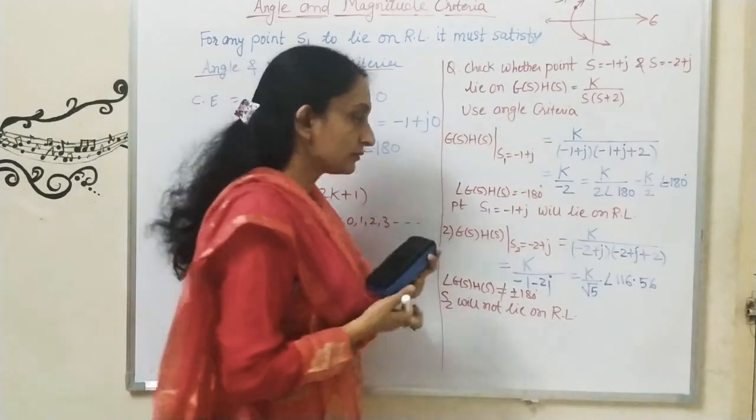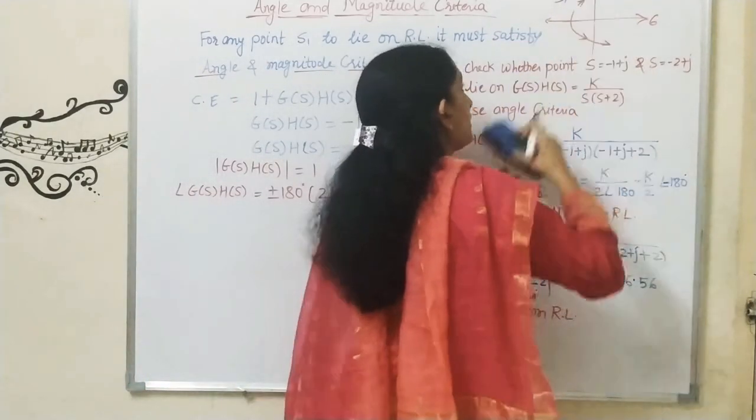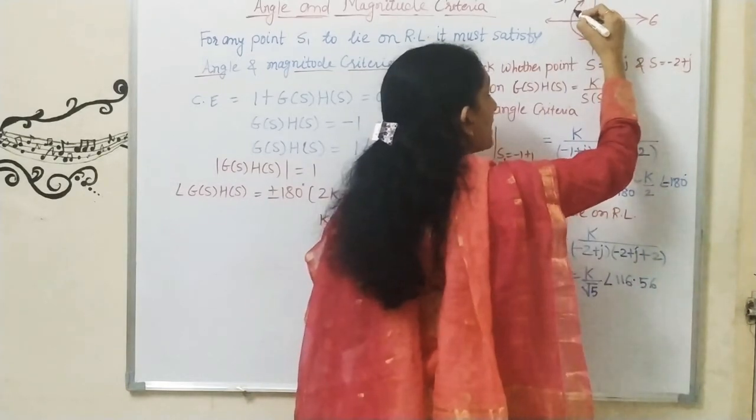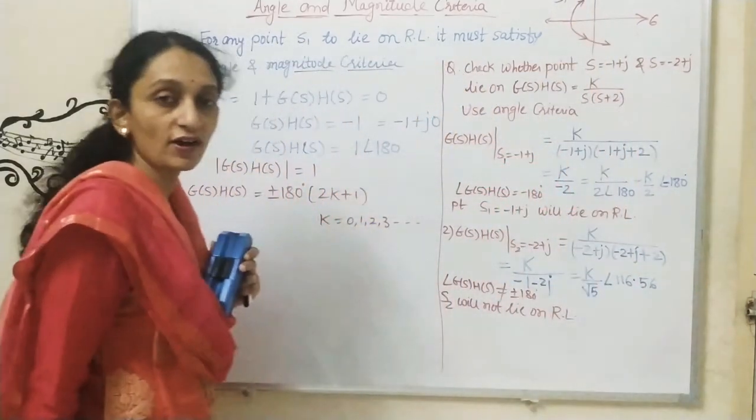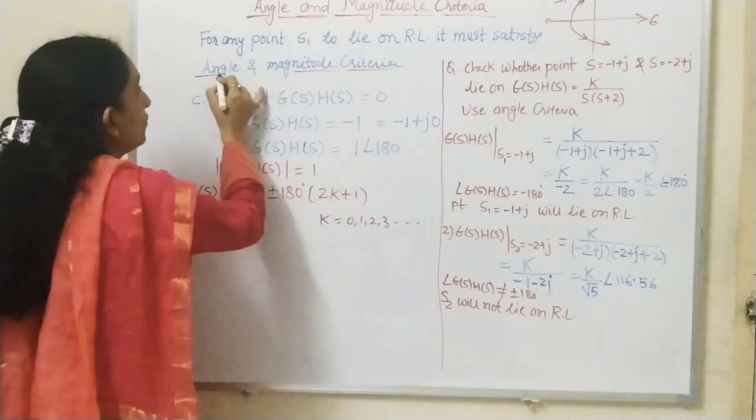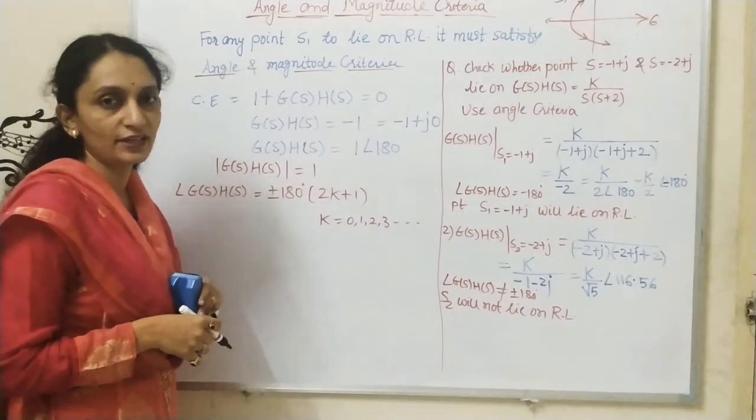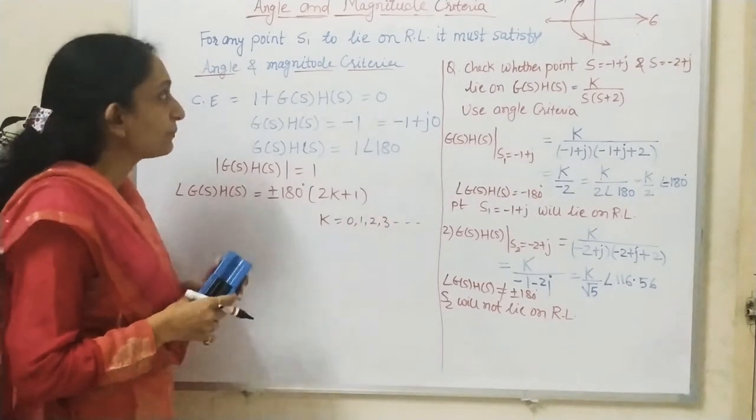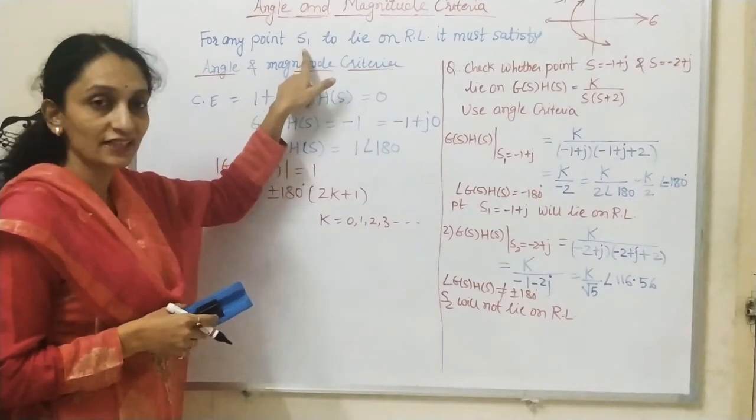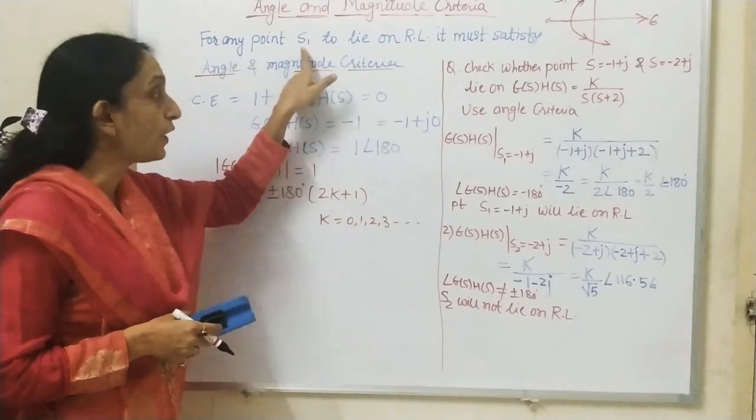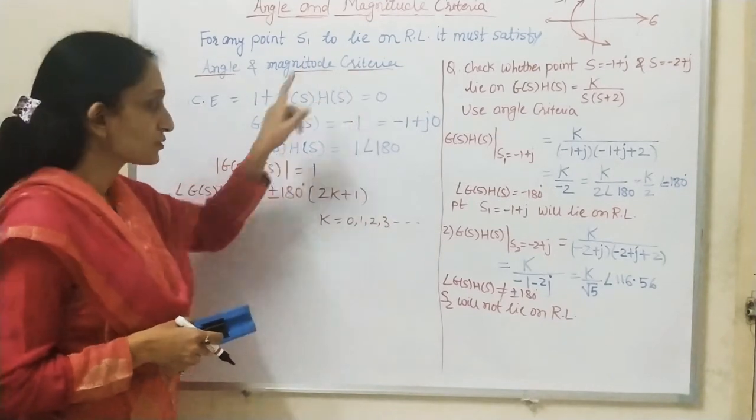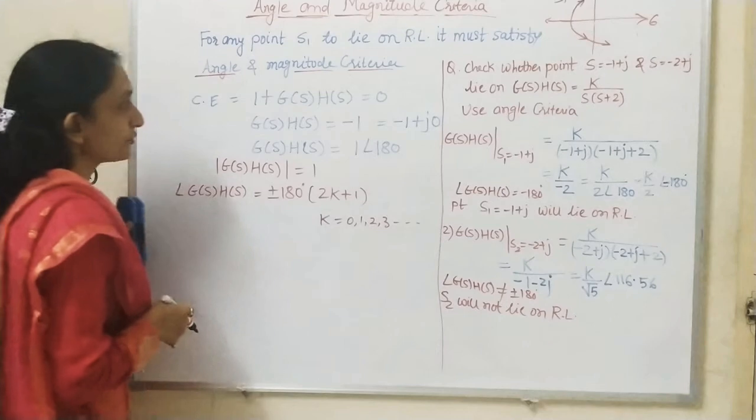But for checking whether point S1 will lie on the root locus or not, we need to calculate the angle and magnitude criteria. That is, the point S1 should satisfy the angle and magnitude criteria. So let's see what that angle and magnitude criteria is.